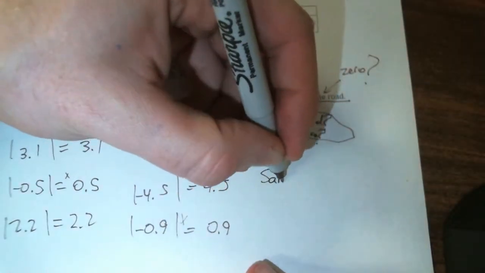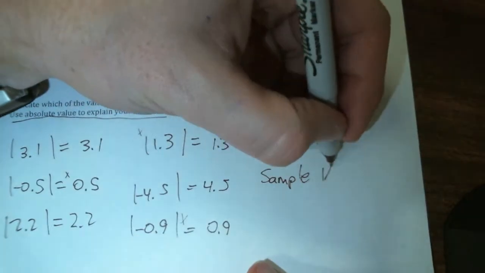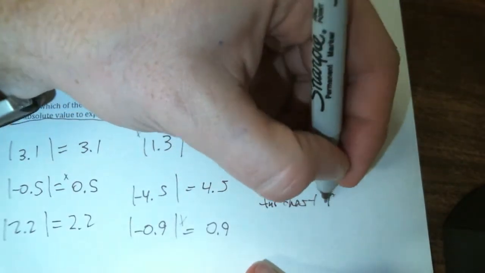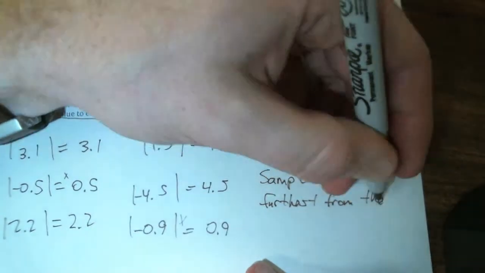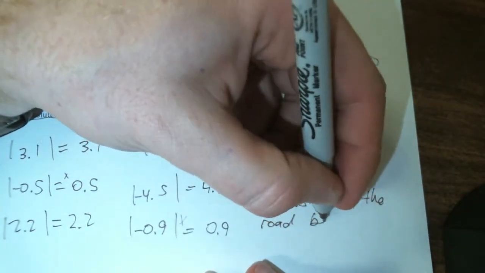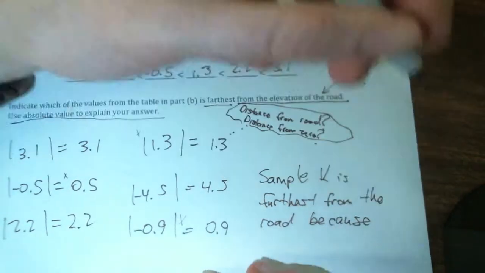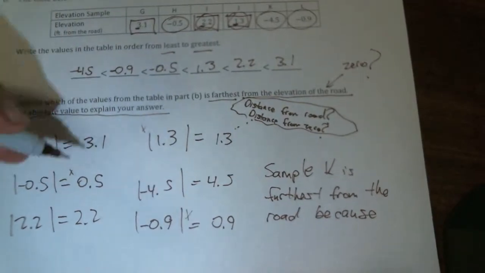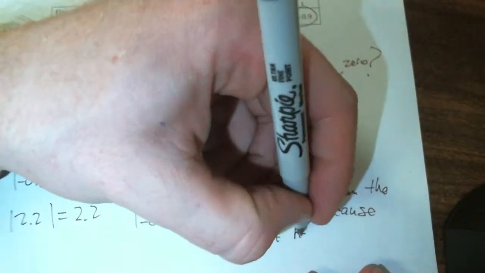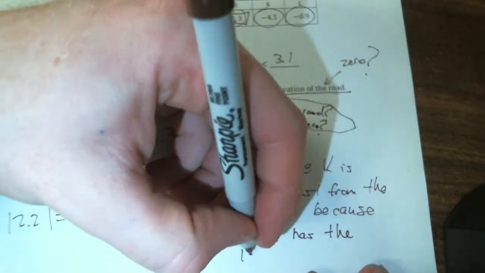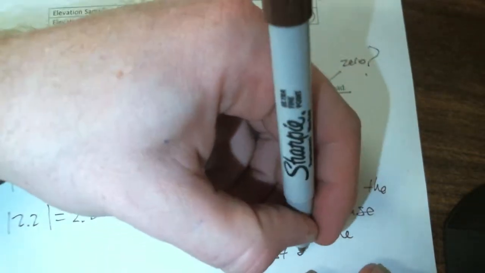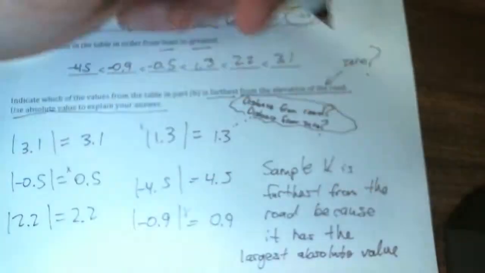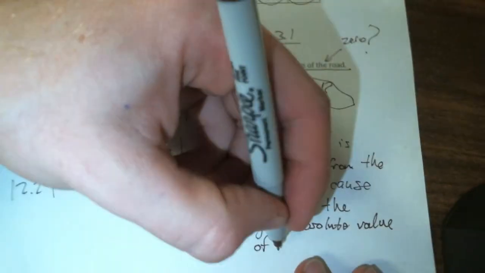So sample K is furthest from the road because, let's think about this. We could say something like, what kind of absolute value does it have? We're looking for the largest one because it has the largest absolute value of all the samples.